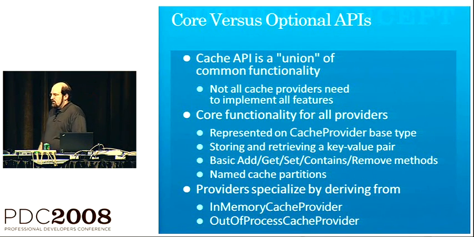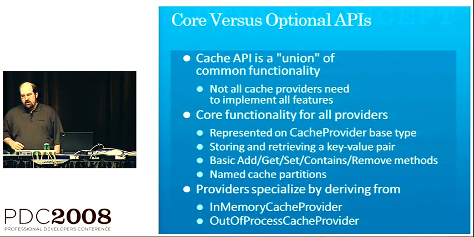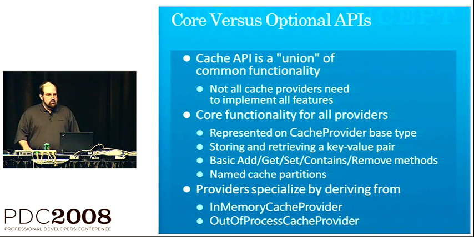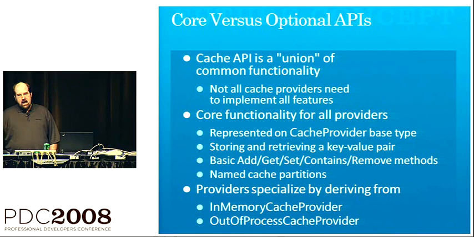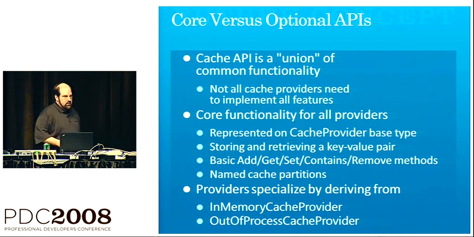And the first part is this cache provider base type. That's a basic level of functionality that we think everybody who would ever write a cache provider is probably going to agree, these are the set of methods that I have to minimally be able to support. And as you would expect, it's effectively a dictionary. It's like, great, I can add an item, I can get an item, I can set it, I can remove it, and I can see whether or not it's there.